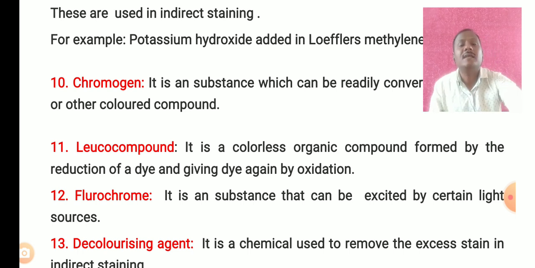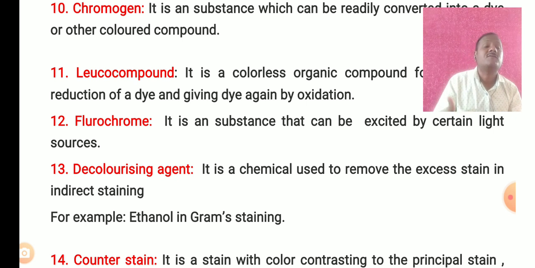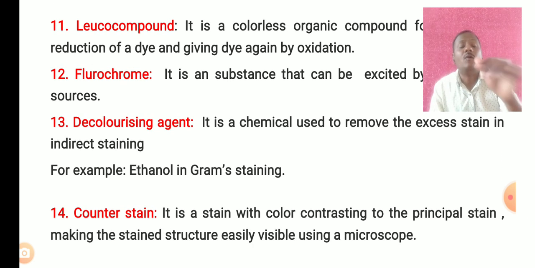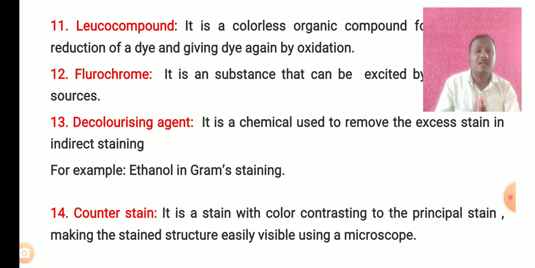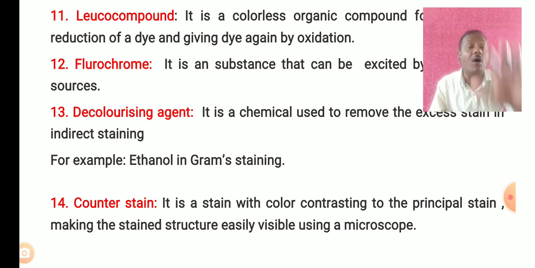Next definition, fluorochrome. It is a substance that can be excited by certain light sources. Just like stars, that type of microorganism or its part is shining under the microscope due to the fluorochrome stains. Next, the decolorizing agent. What is meant by decolorizing agent? It is a chemical used to remove the excess stain in indirect staining methods. For example, ethanol. They are generally used to remove the excess stain.